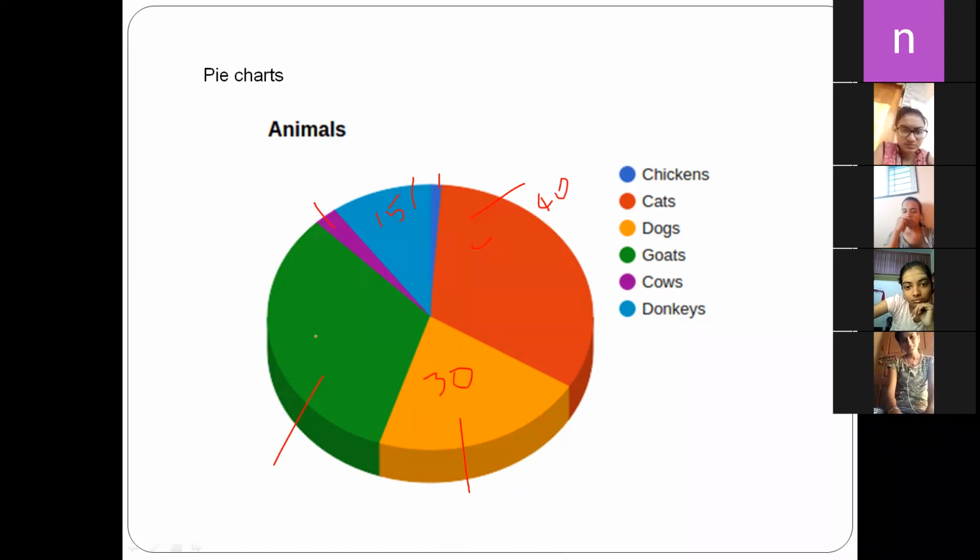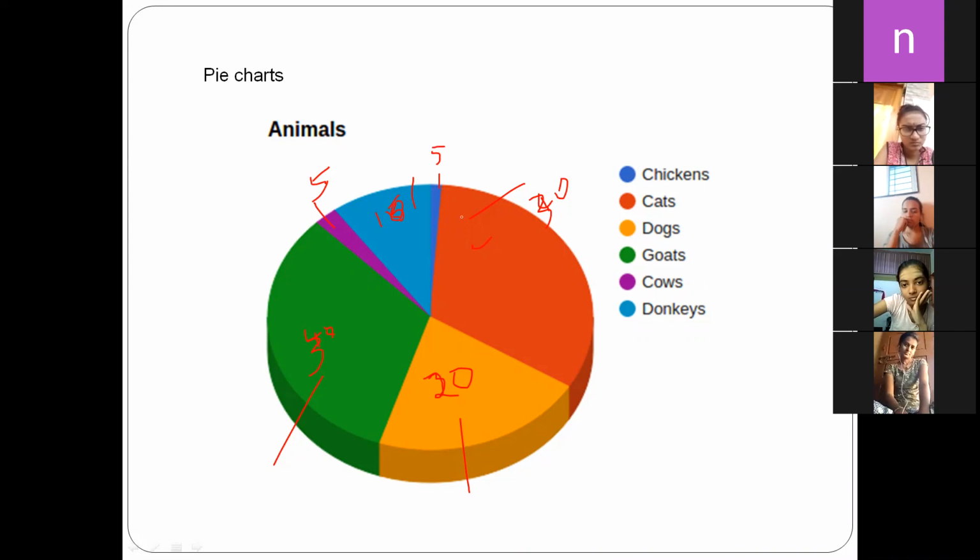Goat is 45% or 40%. Next, so it will not be 40, it will be 30 only. 30, 30, 60, and it is 20, 80, 80 plus, this is 10, and here it is 5%, and this is 5%. Total everything should be 100. This much of the data is there.